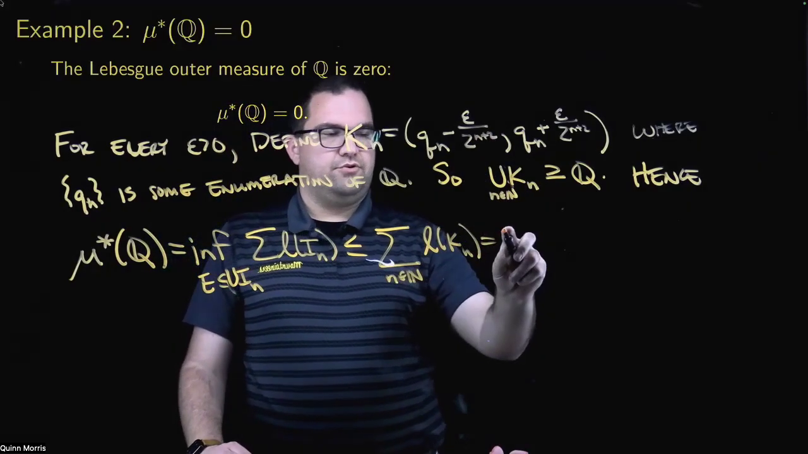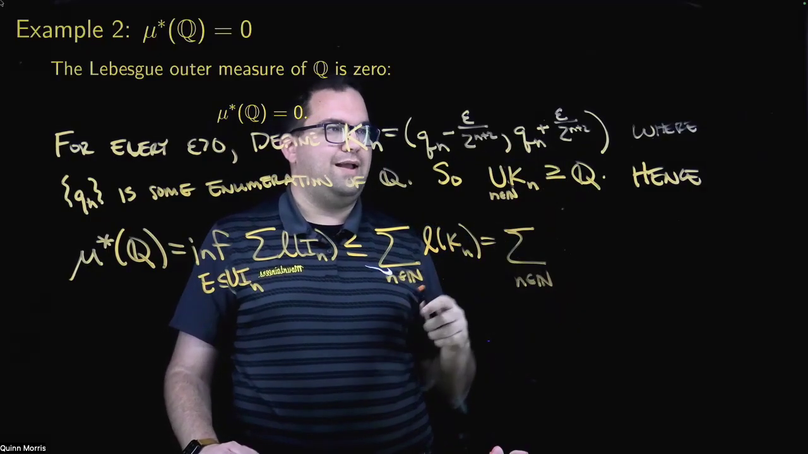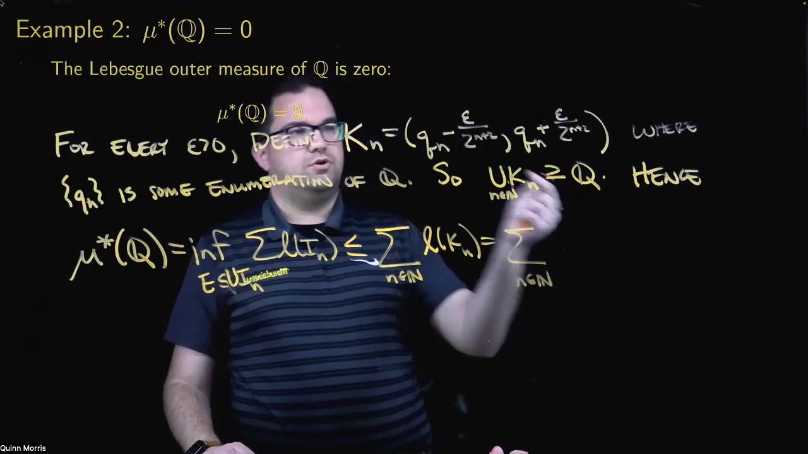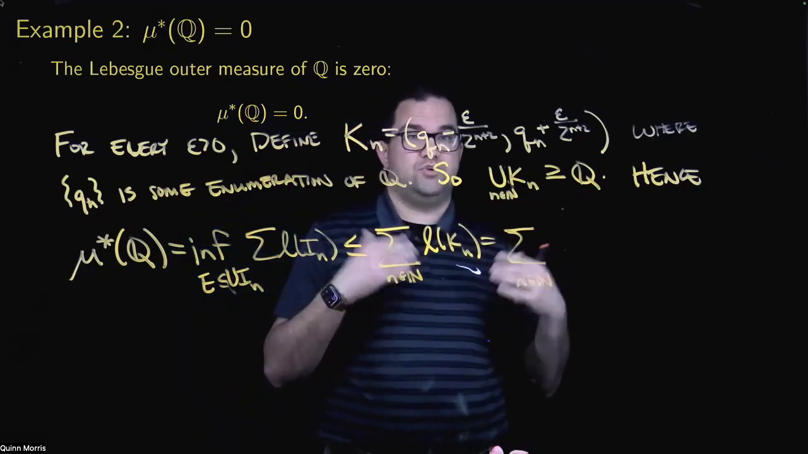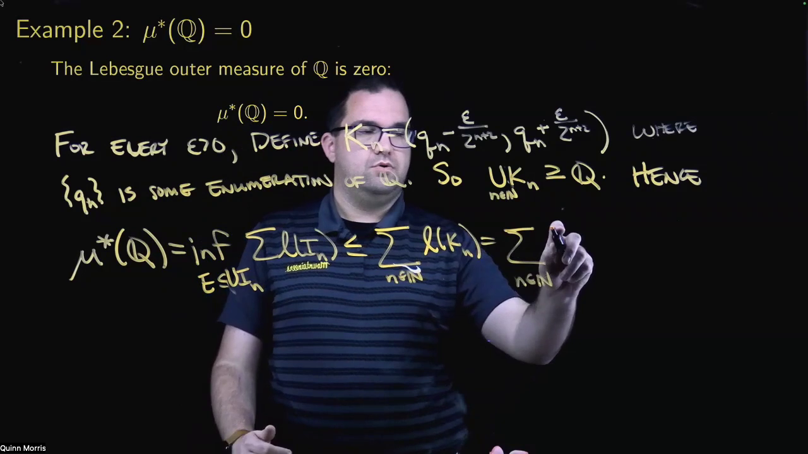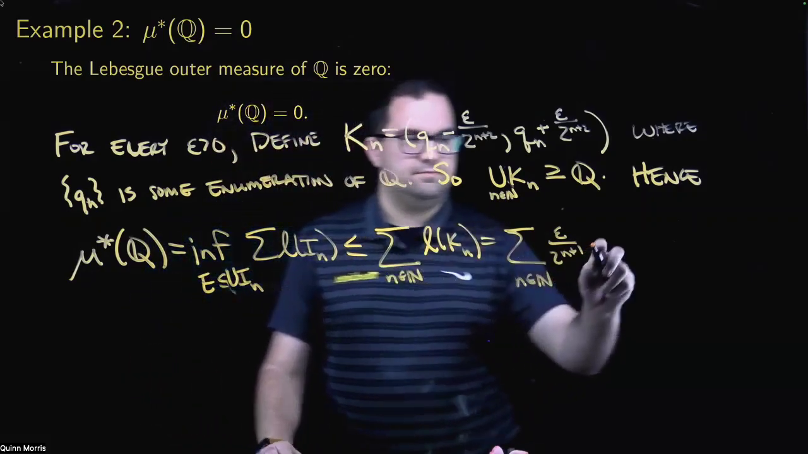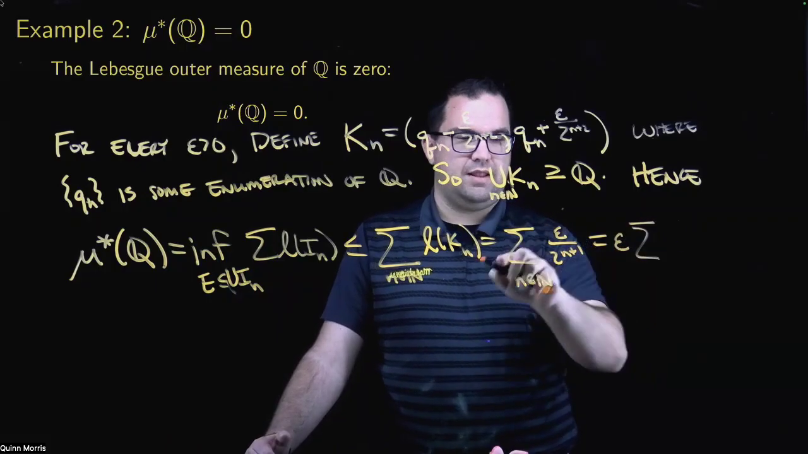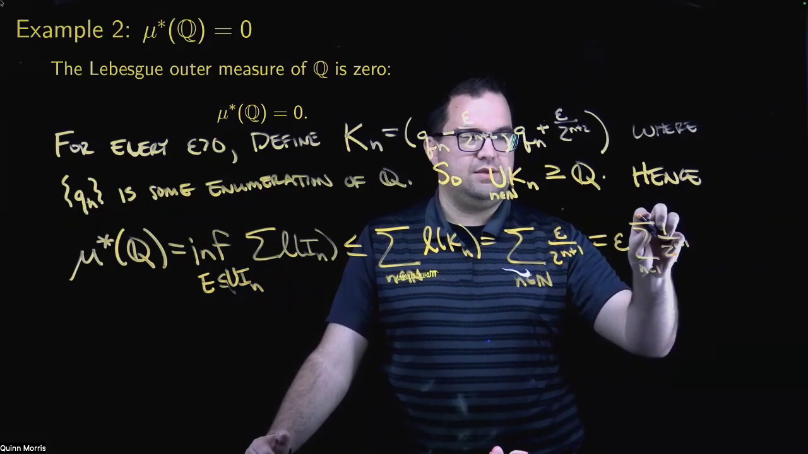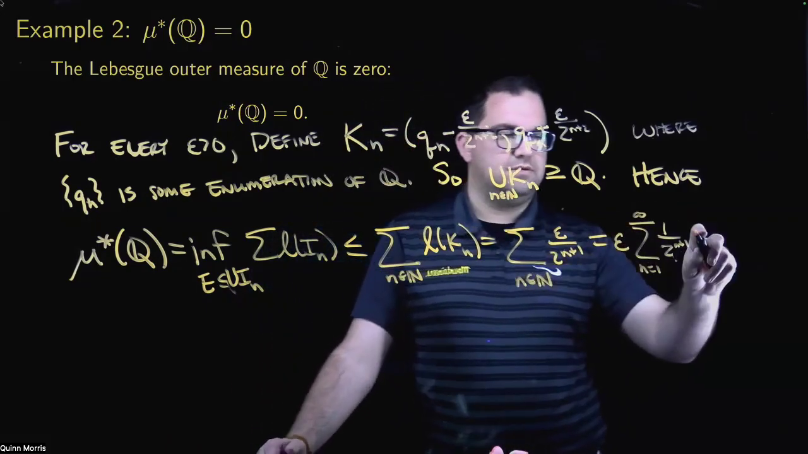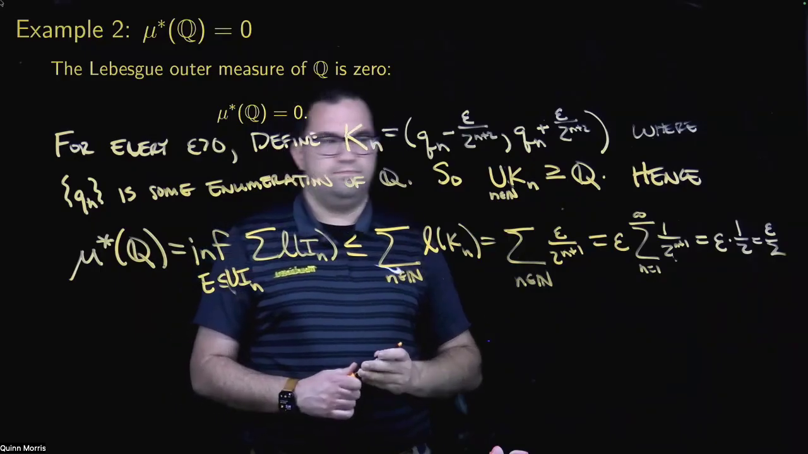Well, what's the length of each of these intervals? From Q_n you go to the right by epsilon over 2^(n+2), and to the left epsilon over 2^(n+2). So the total length of that interval is 2 times epsilon over 2^(n+2), which is just epsilon over 2^(n+1). Okay, so that's the length of each of the K_n's. But now you can sum these up. This is just pull the epsilon out of the sum. This is the sum of 1 over 2^(n+1), and again, that's really going from n equals 1 to infinity. This is a geometric series, which sums to 1/2. And so we just end up with epsilon over 2, right?